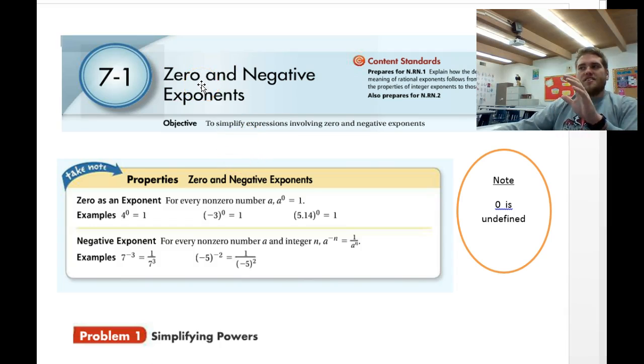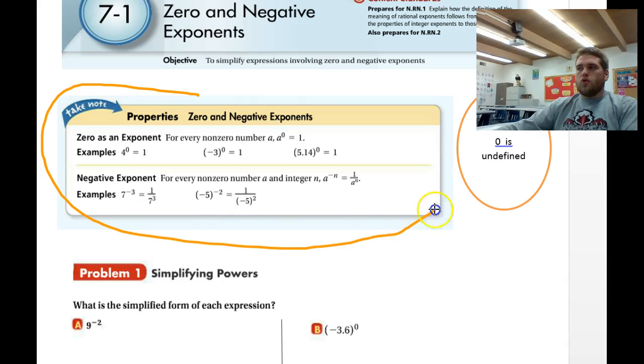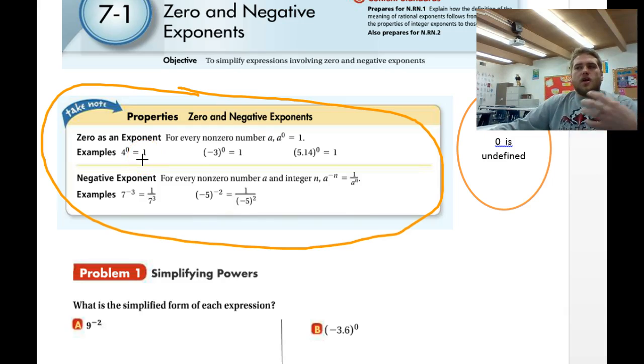So 7.1 is just 0 and negative exponents, okay? And if we look here at this little circle, 0 as an exponent. If I have 4 to the 0 power, it equals 1, okay? And the reason for that is since we're not multiplying 4 by anything, 4 to the 0 power is always going to equal 1. Negative 3 to the 0 power equals 1. 5.14 to the 0 power is 1. So every time we have any number x to the 0 power, it's going to equal 1. Every single time, no matter what.